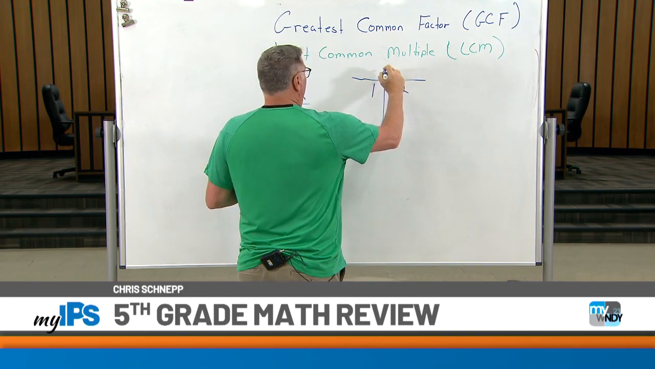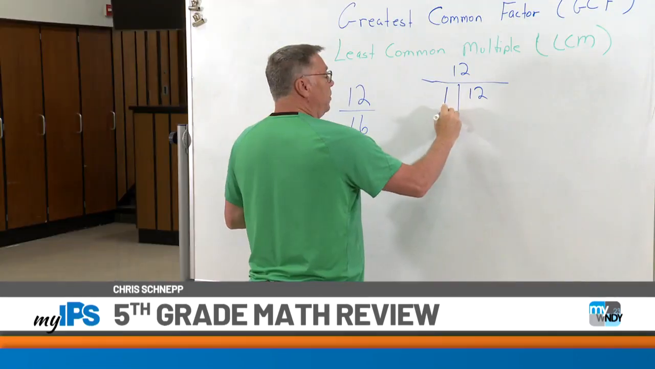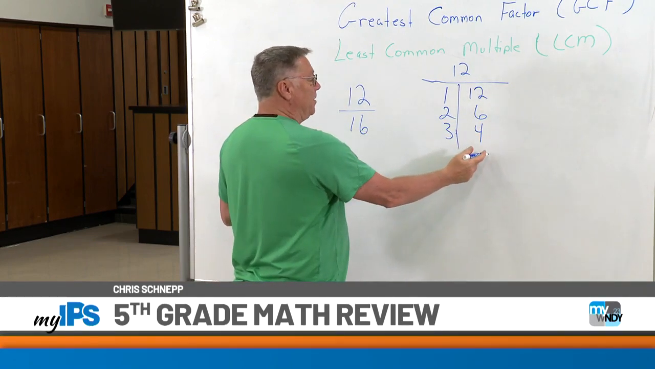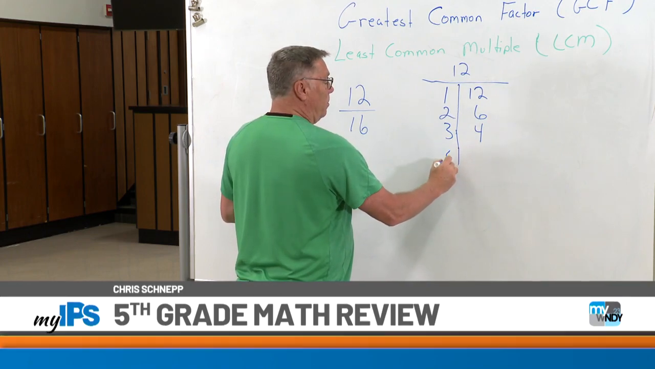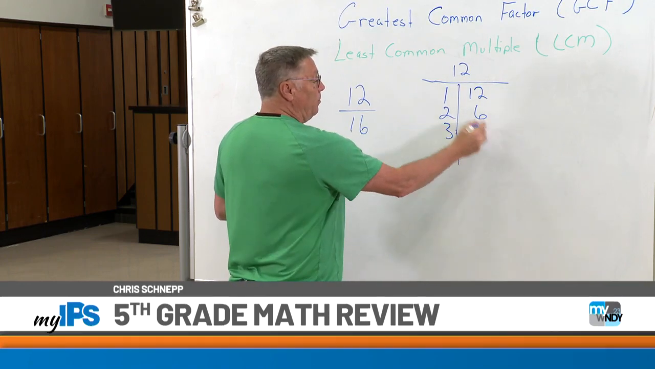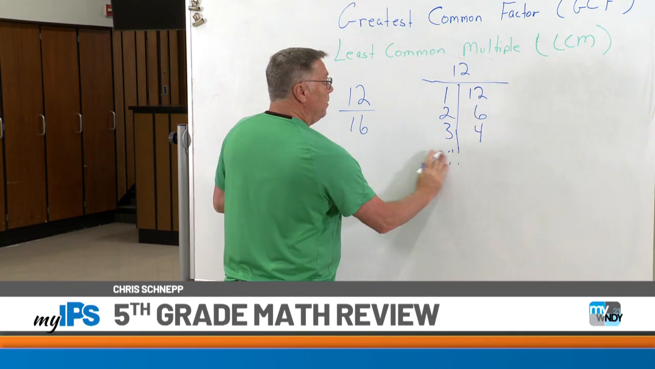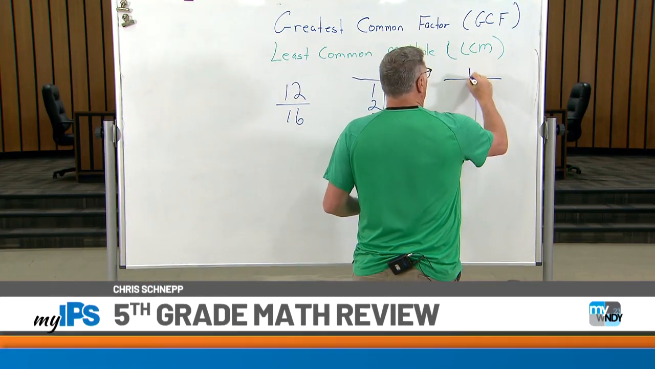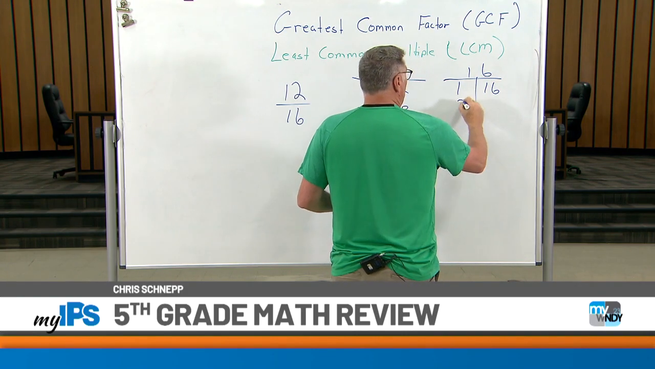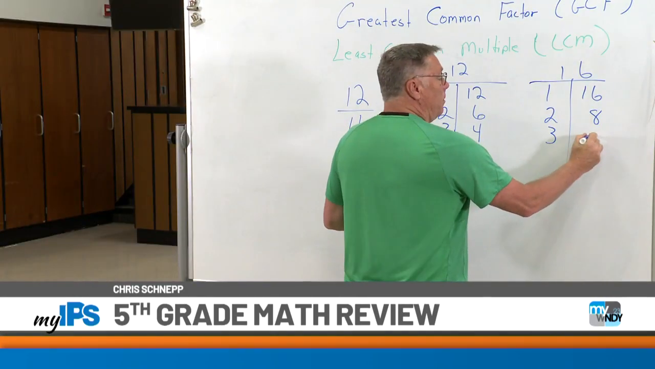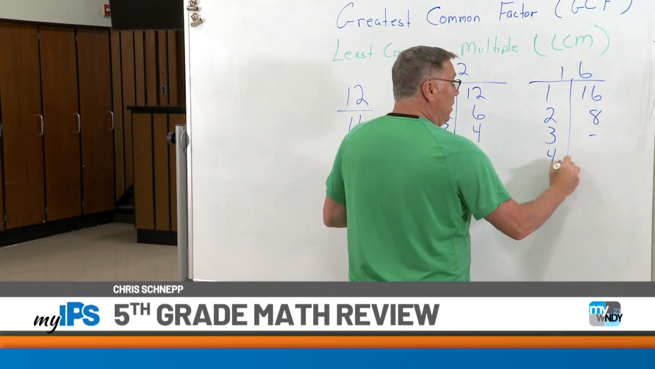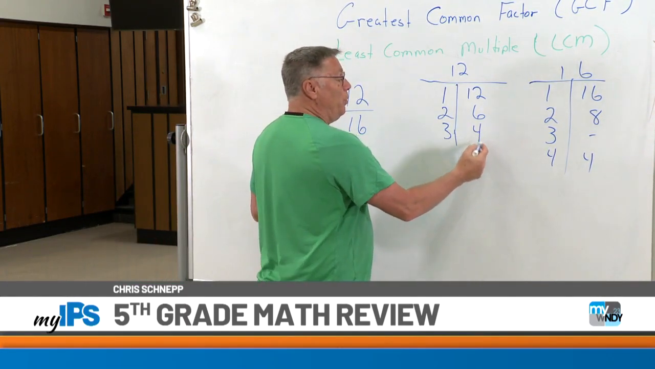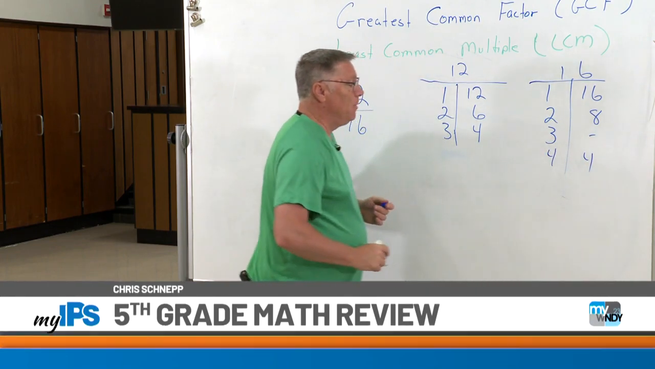I've got a 1 and this is for the 12, so 1 and 12, 2 and 6, 3 and 4. Okay, 5 doesn't go in anything, so 4. Once we start to repeat numbers, I can stop right there. Then I go to the number 16. We go 1 and 16, 2 and 8, 3 times something doesn't equal 16, and 4 times 4 equals 16. So there we have double numbers. Once we repeat or we get double numbers, then we're done.